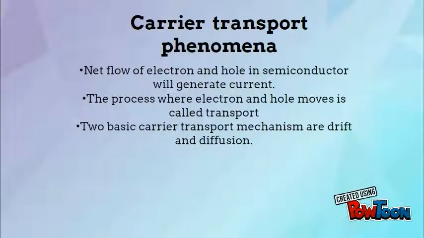Carrier transport phenomena. The net flow of electron and hole in semiconductor will generate current. The process where electron and hole moves is called transport. Two basic carrier transport mechanisms are drift and diffusion.